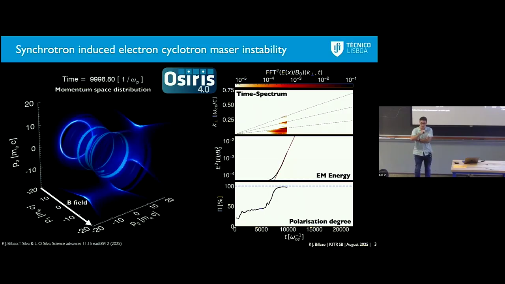So this is a time spectrum of the radiation. This is a 2D particle-in-cell simulation, I should have said that already. And you see that the emission occurs at the resonances, as we expect from the theory. If you look at the electromagnetic field energy stored in the system, you see that it grows exponentially.